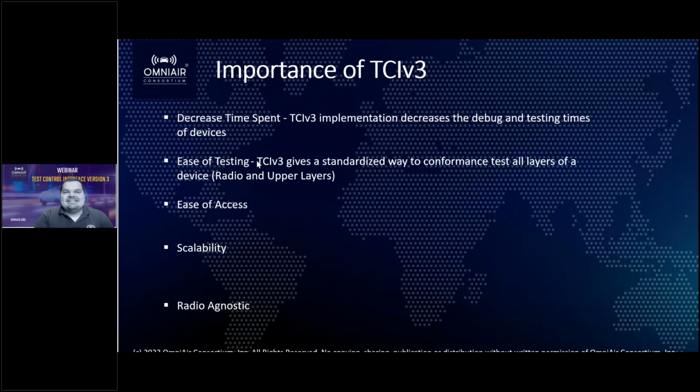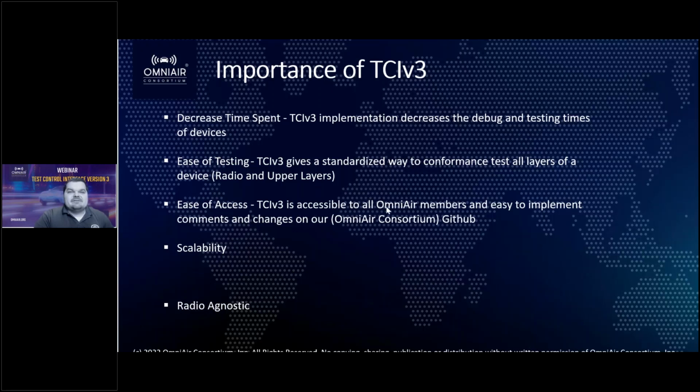This goes into the ease of testing, so it does give a standardized way to conformance test all layers of the device, whether that's the radio, 3GPP, as well as the 802 layer, or the upper layers. We have TCI commands for the 1609.3, 1609.2, as well as the BSM layer, or BSM transmissions, the J2945 and the J3161. Next up, we have ease of access. It is accessible, like I said before, to all OmniAir members, and it's easy to implement comments and changes using our OmniAir Consortium GitHub.